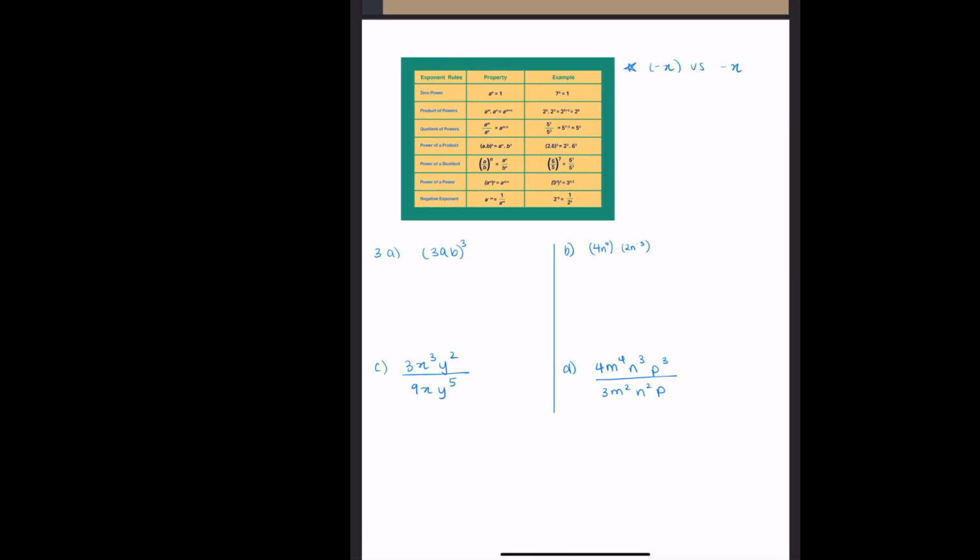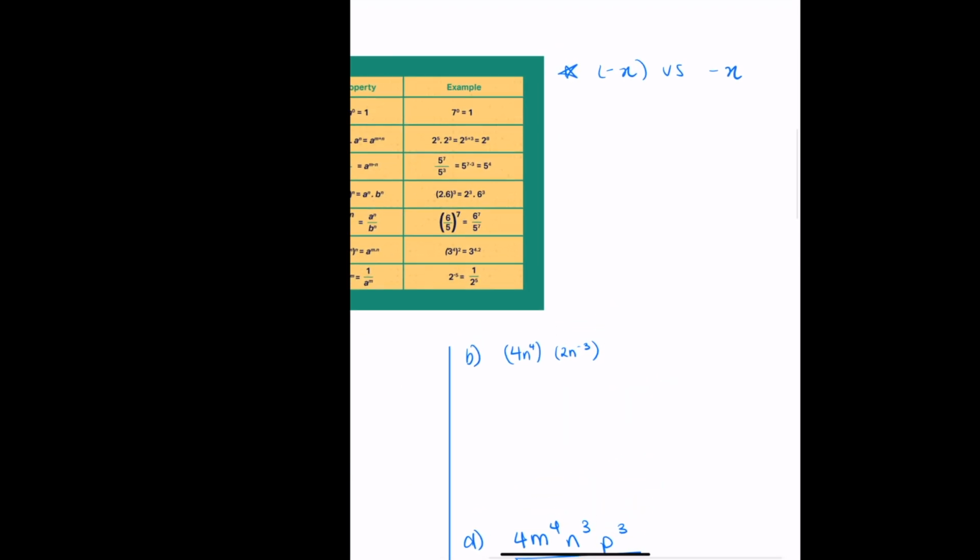And if you have any questions about any of these or other ones, you can send follow-up questions. But hopefully this helps. So this one now, we're going to be using the power of a product, right? Because we have brackets. And, oh yeah, sorry, I forgot to mention this rule that I mentioned previously. So essentially, if you have parentheses versus no parentheses, and you have a negative, it makes a big difference. So it's really important to keep track of the sign and the brackets.